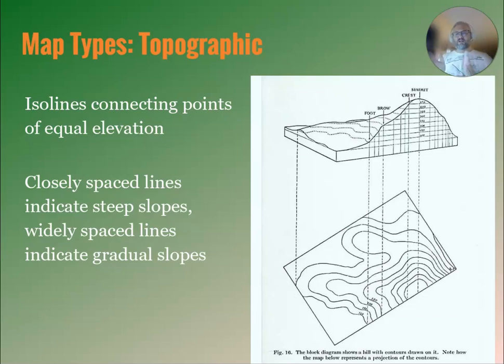So when the lines are closely spaced together, you're going up or down a lot of elevation in a short horizontal distance. That's a steep slope. If the lines are very spaced out, so you have to go a long horizontal distance in order to go up or down very much in elevation, then you've got a gradual slope.